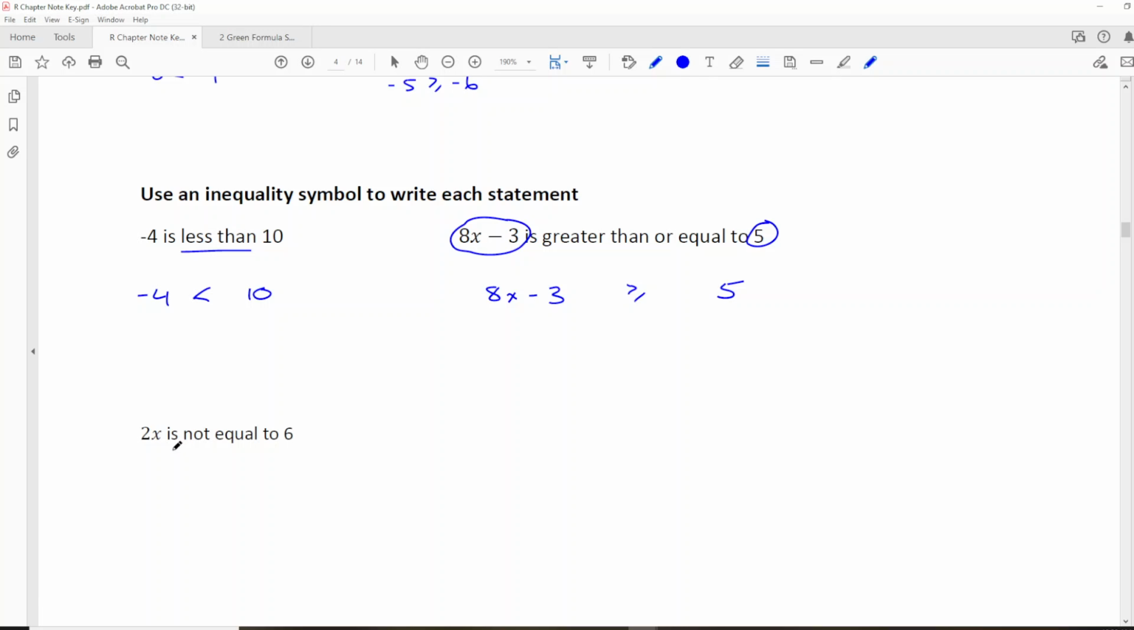This one just reads 2x is not equal to 6. So you can just say 2x is not equal to 6. I don't know where we'd ever use that, but we do use not equal to signs in this course, but we wouldn't set up an equation like that. Actually, that's kind of a lie. We sort of do in chapter 6. So it is good to be able to see how to set up those types of equations as well.